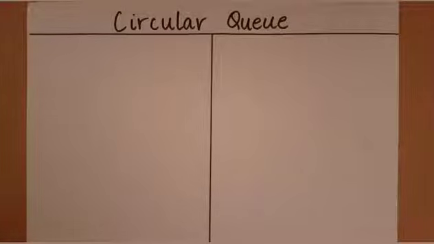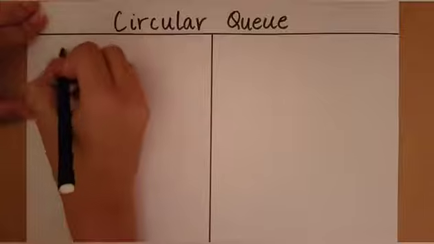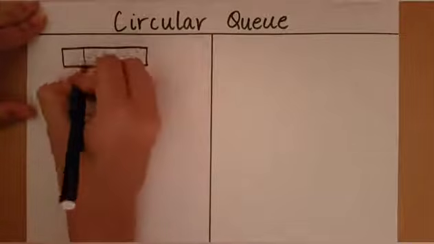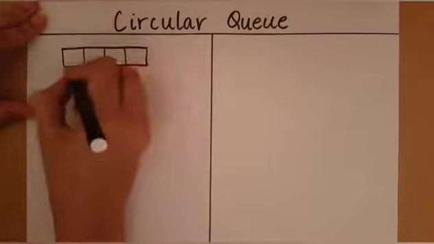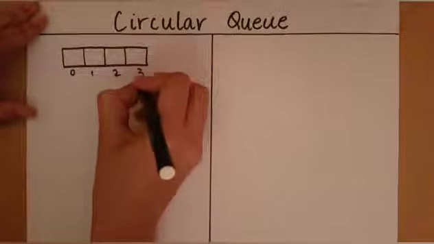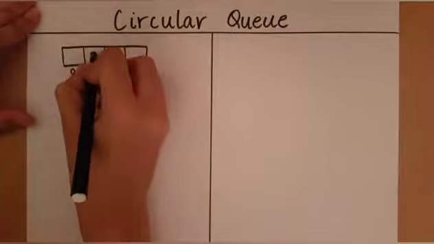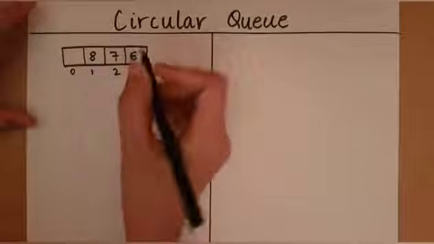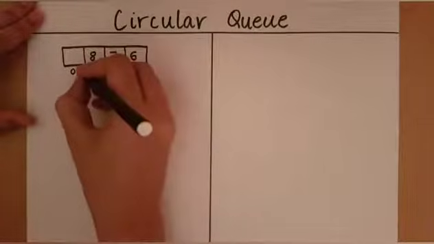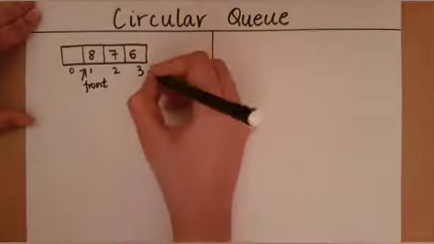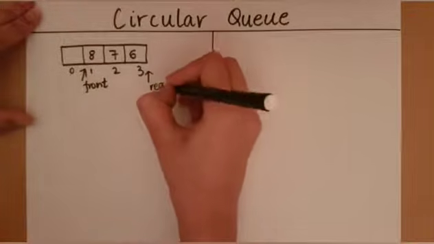So how exactly is a circular queue different from a basic queue? Let's take an example. Let's say I have a sample queue. If this is my status of the queue, my front will be index 1 and my rear will be index 3.